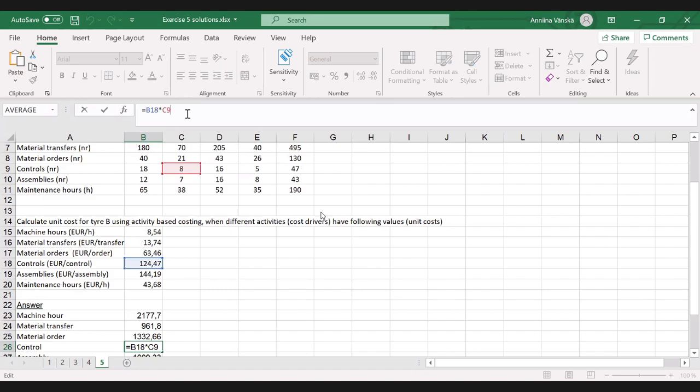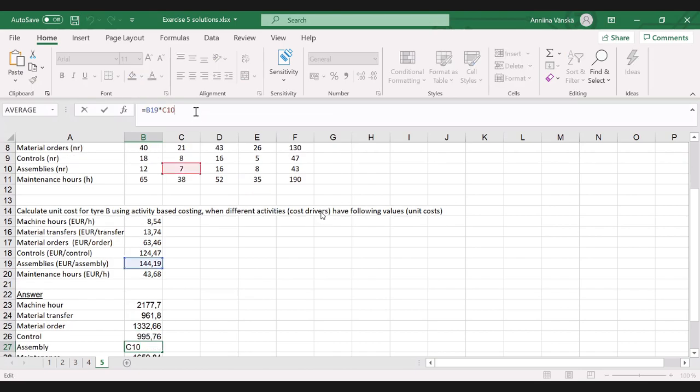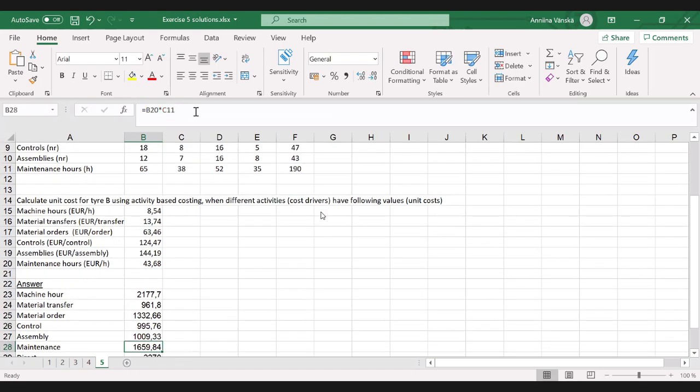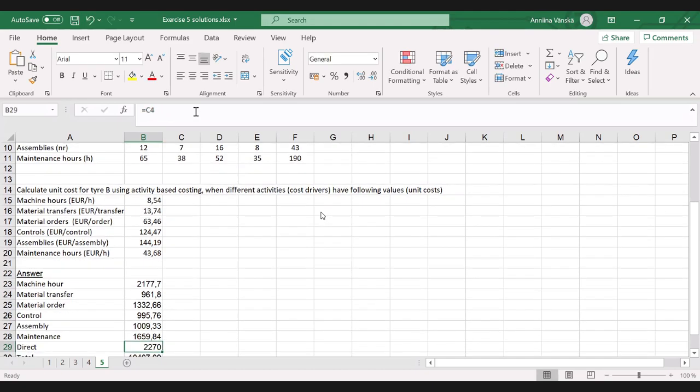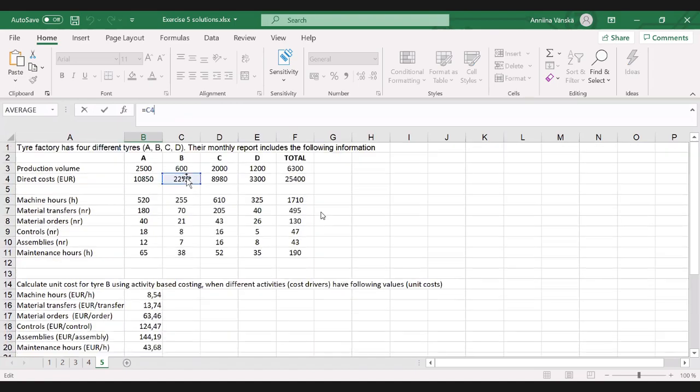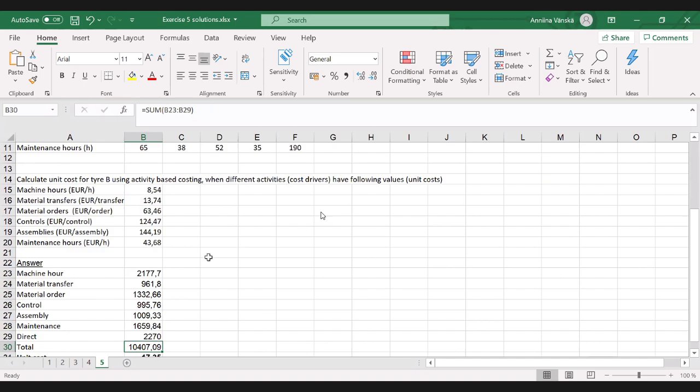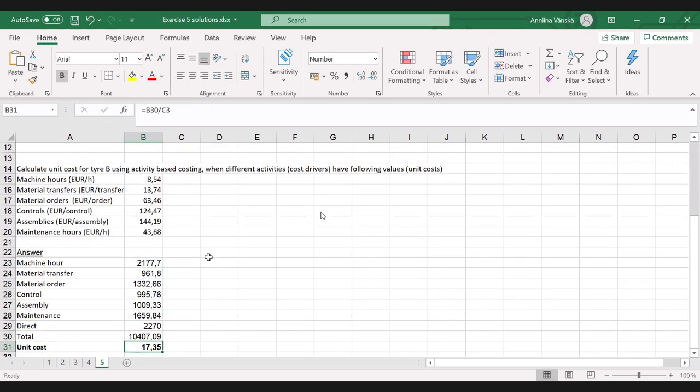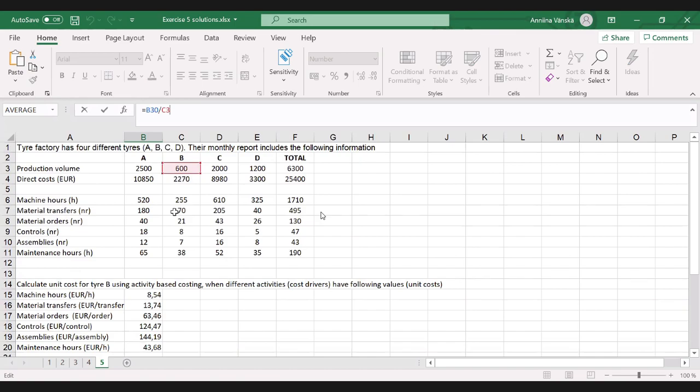Controls, 8 and 124.47. Assemblies, 7 assemblies, and then the price. Maintenance hours, also we have the hours, we have the hourly price. Then we just calculate that one. Direct costs were given here. And in total, all of those together is 10,407.09. Unit cost, that 10,000 divided by the production volume, 600.